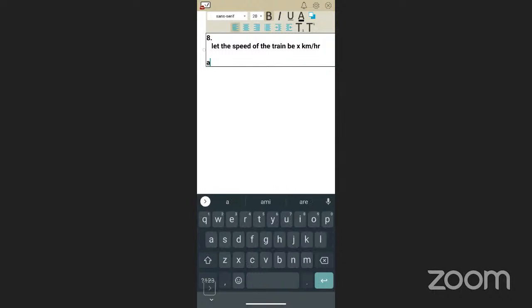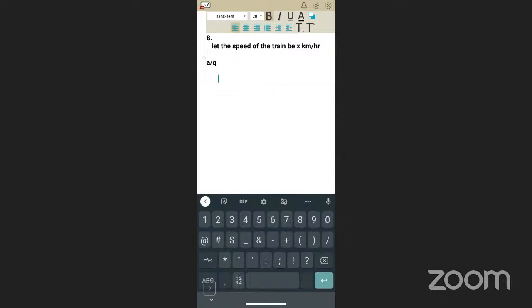Okay, wait just a minute. a/q, according to the question. Let me write here, let me go down and again write here. Okay, let us see what we can write. See, distance is always the same, isn't it right? Same distance only they travel.